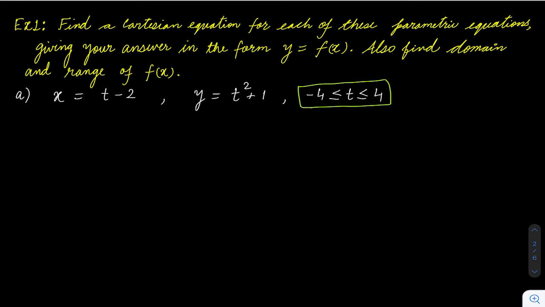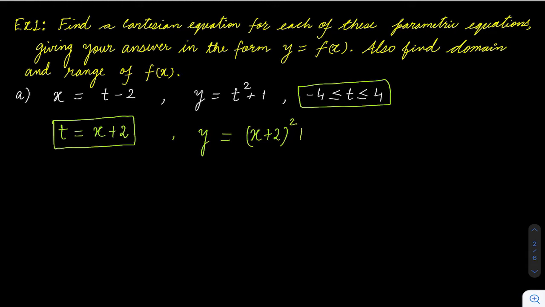Okay, let's see. So what I will do is, from the first equation, I can easily find the value of t. That is, t is x plus 2. And now I will substitute this value in the second equation, that is in the y equation. So y is equal to t square plus 1. So t means (x plus 2) whole square plus 1. So basically you can see how easy this is. Now this is my Cartesian equation.